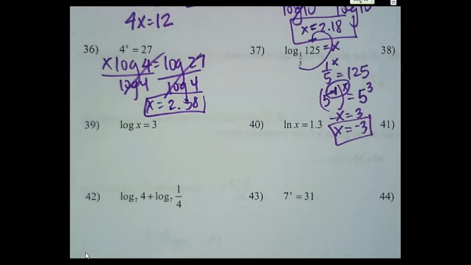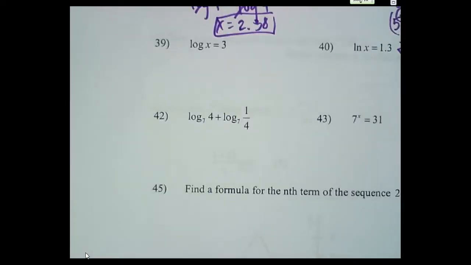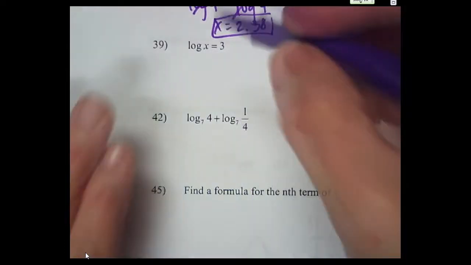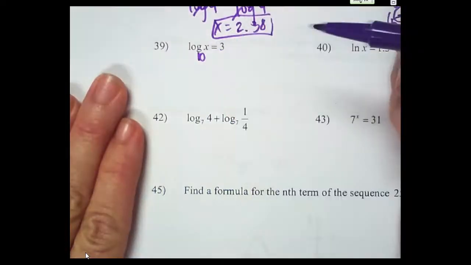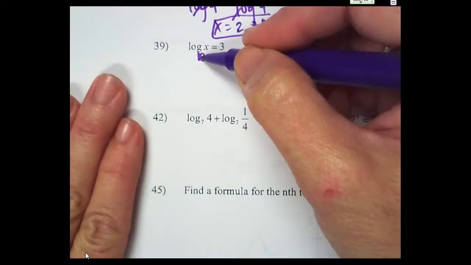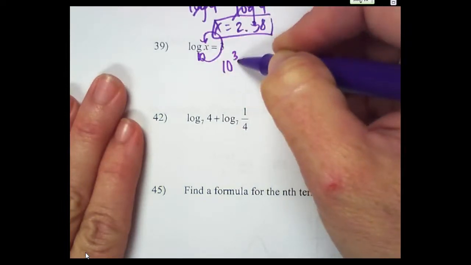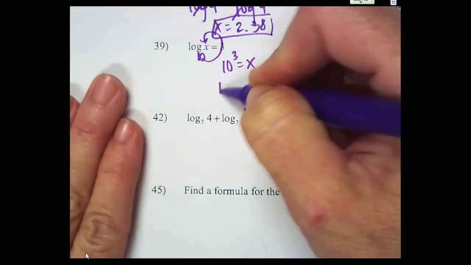Okay, go to number 39. On problem 39, when there's no base written, what is the base of a log? It's 10. And I'm actually looking for x. If you do circle math, 10 cubed equals x. So 10 cubed is a 1 with 3 zeros.